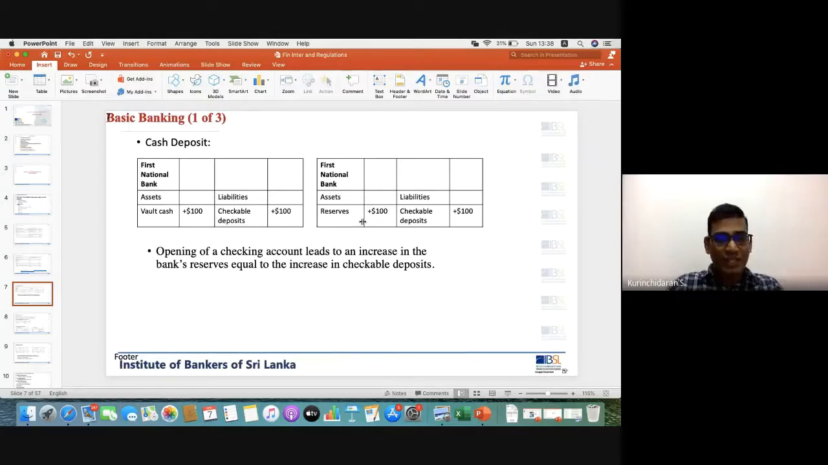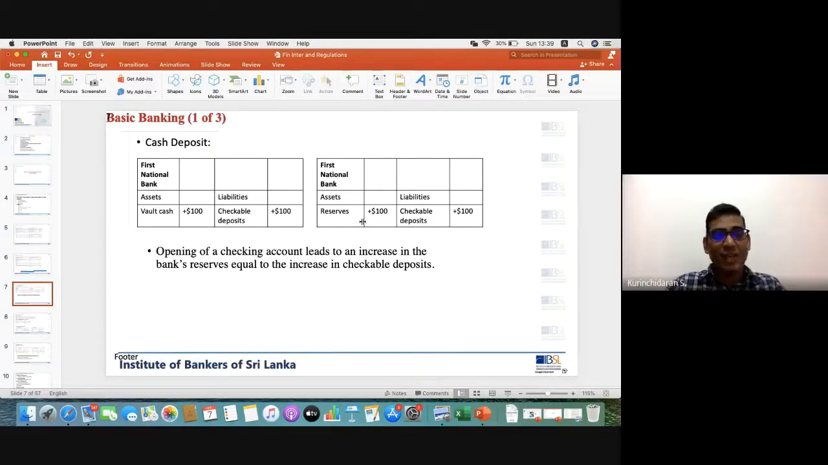It has a balance sheet given, assets and liabilities, and now you get a transaction that is $100 worth of cash deposits. What will happen to the balance sheet? Now you get $100 cash, then your asset is going to increase by $100, right? When we say cash, it's vault cash. The banks keep the cash in the vault, so we call it vault cash. So vault cash increased by $100.